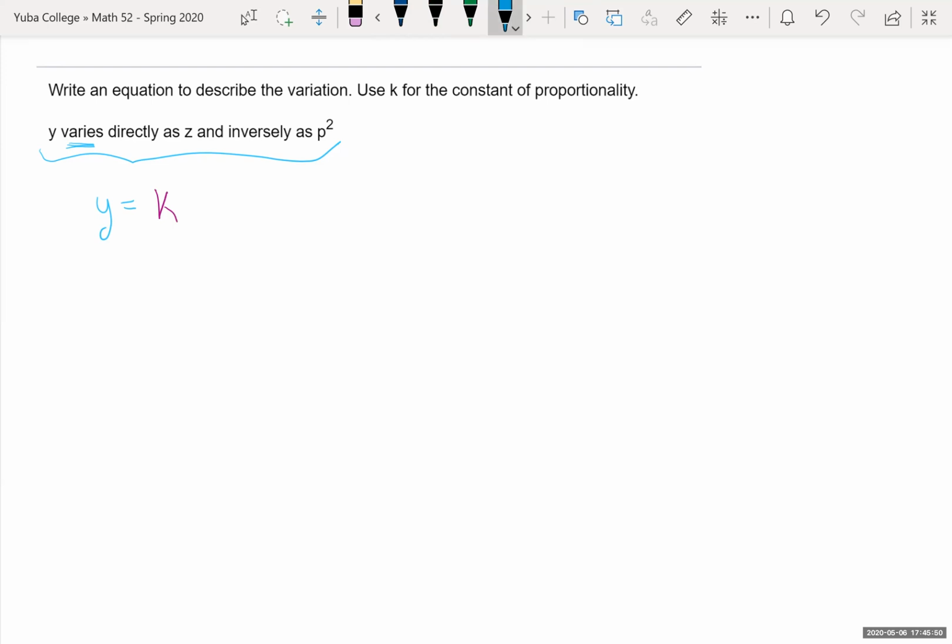Then it said directly with Z. When it says directly, that's multiplication. Jointly is also multiplication, but you're going to join multiple variables. Inversely means division. Those are the only three words you're going to hear: directly, jointly, or inversely. So directly is multiplication, so k times Z. Inversely, that's division, so over, and then it told me P squared.